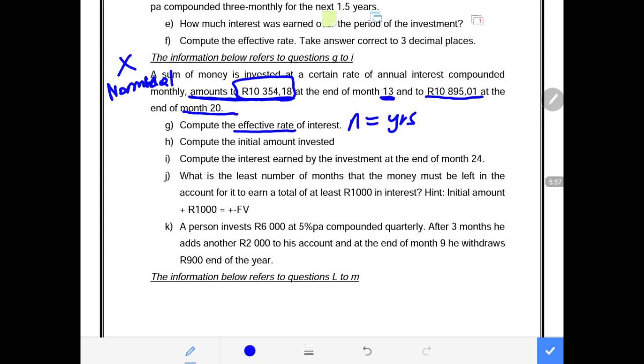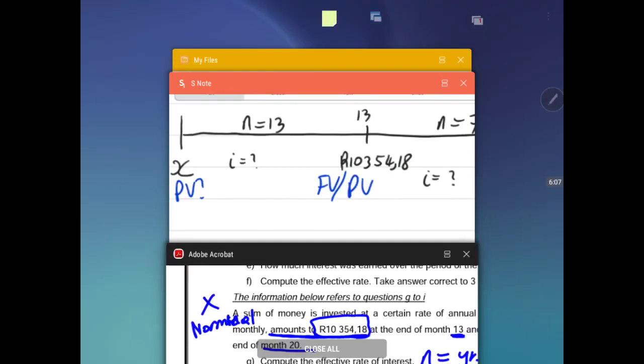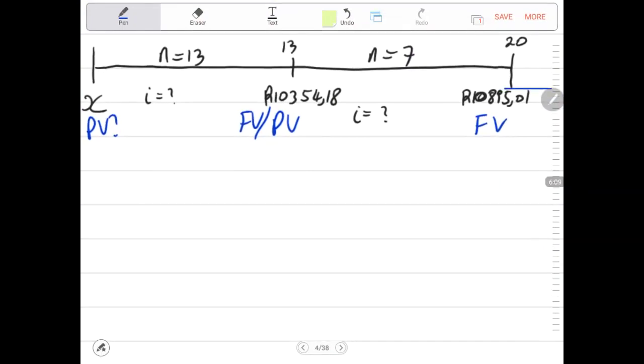The minute your N is in years, then automatically when you say compute I, which is the interest, it will be the interest for the year. So now, because we have one unknown in the second part of this timeline, starting from here going there, we do have the present value and the future value, and then we can calculate our I, our I being the effective rate of interest, not the nominal rate of interest. Get me on that one very clearly.